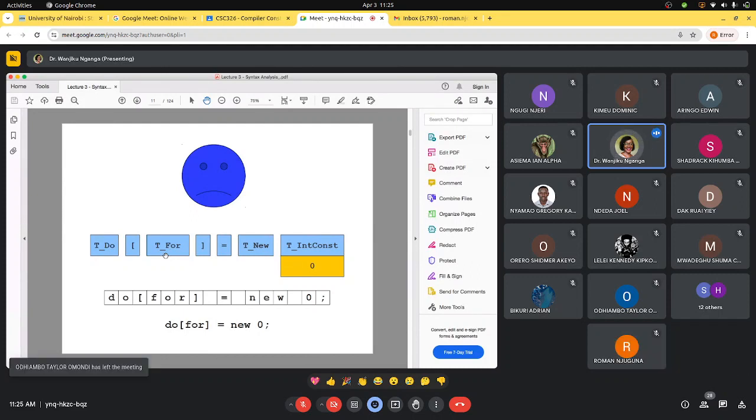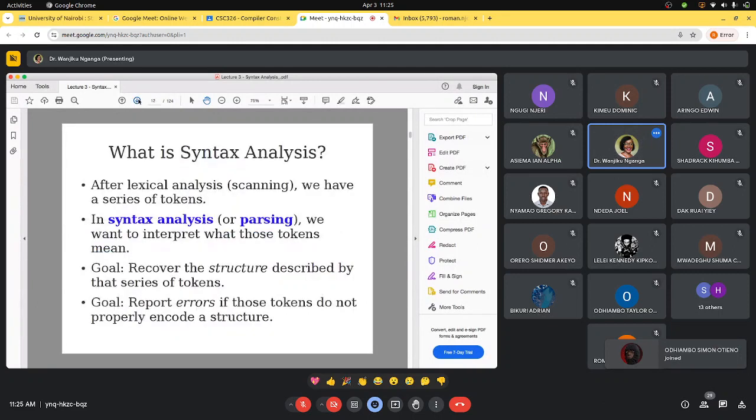Receive the input from the scanner, check whether that input is generated by the grammar by ensuring that you can come up with a parse tree. If yes, accept. If not, generate an error, a syntax error. Okay. So what is syntax analysis?